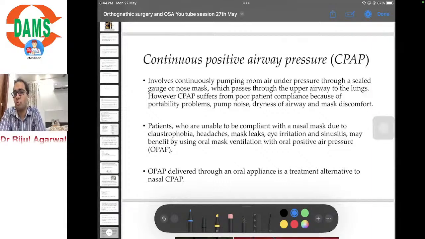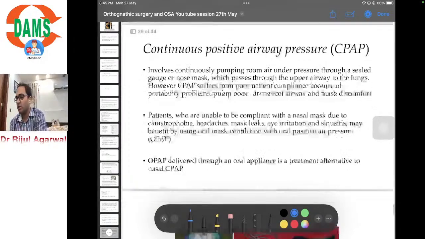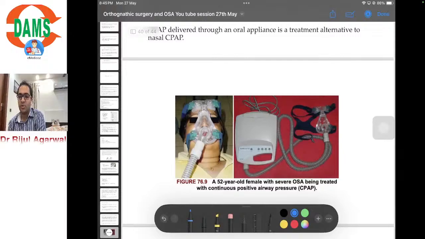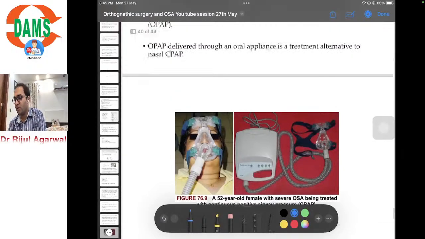First is continuous positive airway pressure, or CPAP. What it does is, through an oxygen mask, room air under pressure is pumped inside the patient's lungs. The most common disadvantage is poor compliance, because the patient is unable to sleep with that huge mask on his forehead. So this is the figure of a continuous positive airway pressure device used for the treatment of severe OSA.